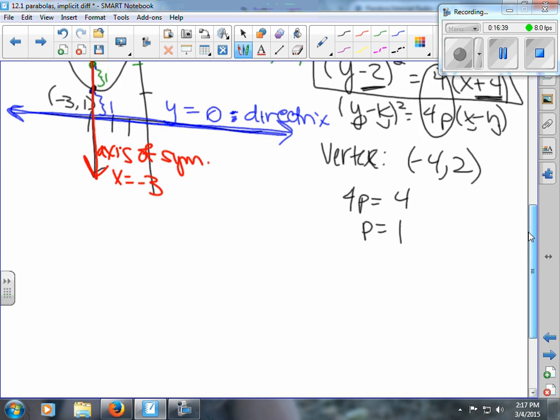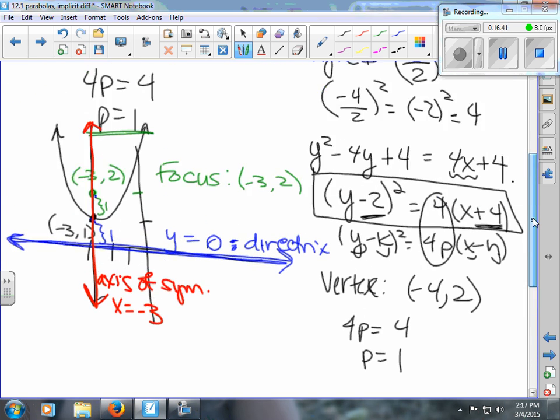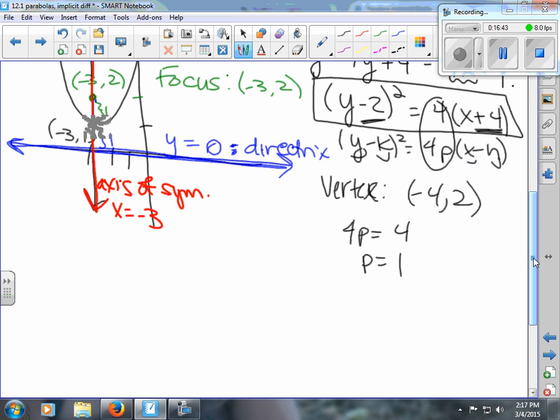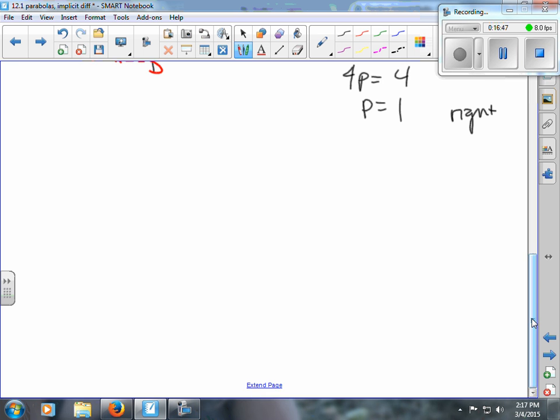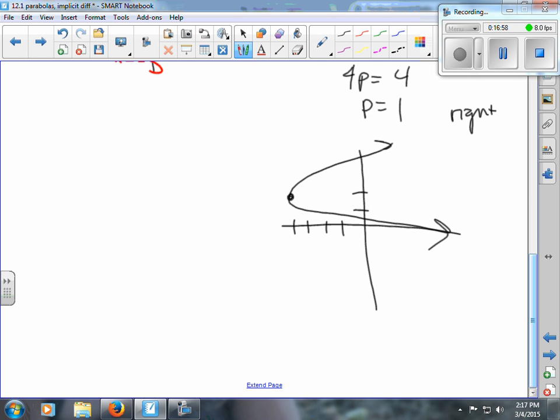So, by the way, I know it's a right-left. Is it right or left? Well, if you look at P, P is positive, so that means it's the right. So let's see here. Negative 4, 2. 1, 2, 3. And I'm opening to the right. So I'm just going to sketch that in there.